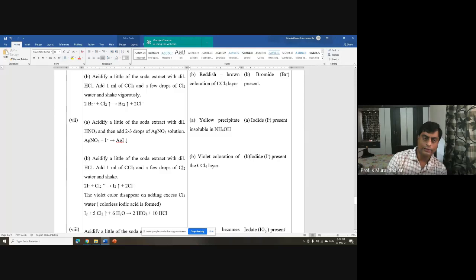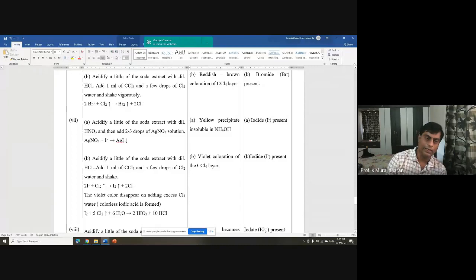Then you are seeing the violet coloration of the CCl4 layer. Here you see the reddish brown coloration of the CCl4 layer, here violet coloration of the CCl4 layer. So what is happening? You have the water solution of the sample here, because you are adding the soda extract with the dilute HCl, means you are adding water, right? So you are adding carbon tetrachloride.